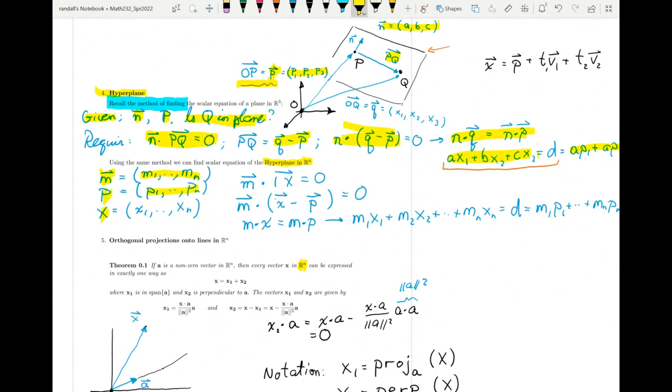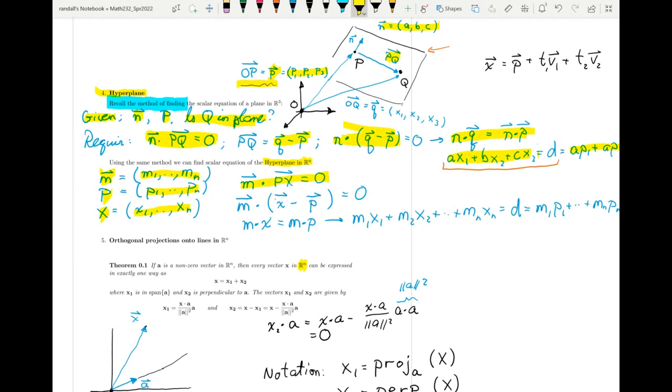And now I take an arbitrary point in Rn, this capital X with coordinates x1 to xn, and I want to know conditions on the coordinates x1 to xn so that it lies in this hyperplane. And once again, the condition will be that the vector between P and X is orthogonal to n. So that's this condition right here. Okay, so you can think about a hyperplane, this vector PX being in the hyperplane if it's normal to this direction, this direction vector n.